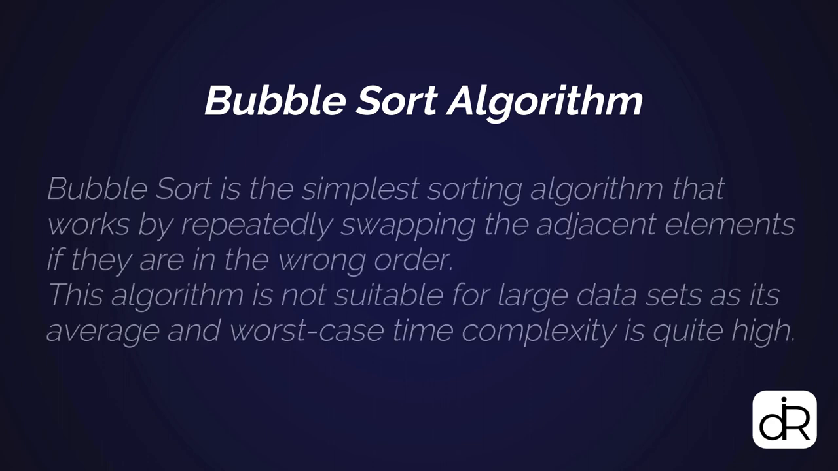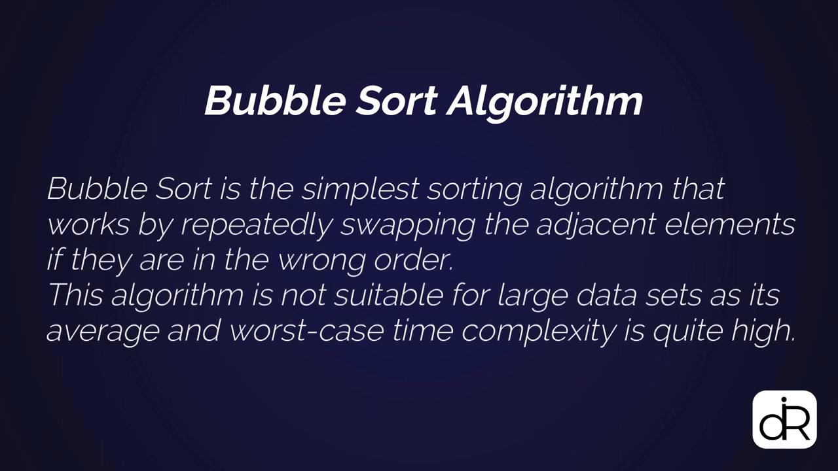We're going to start explaining the first algorithm that we have here, and it is the bubble sort. The bubble sort is the simplest sorting algorithm that works by repeatedly swapping the adjacent elements if they are in the wrong order. This algorithm is not suitable for large data sets, as its average and worst case time complexity is quite high.